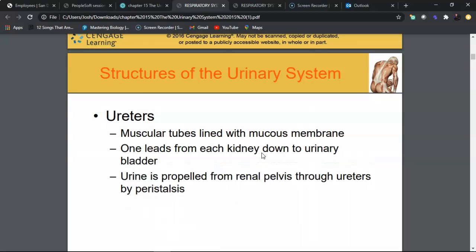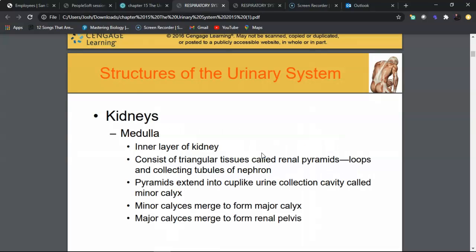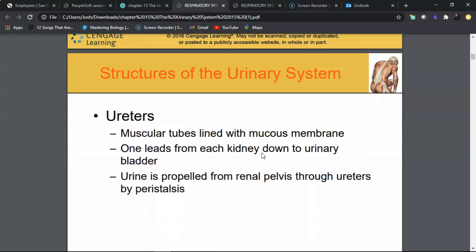Okay. Now that renal pelvis is actually the very upper portion of the next structure that we come across called the ureter. And the ureter is a muscular tube. We have one ureter coming out of each kidney, and the urine is propelled through that tube via a motion called peristalsis.